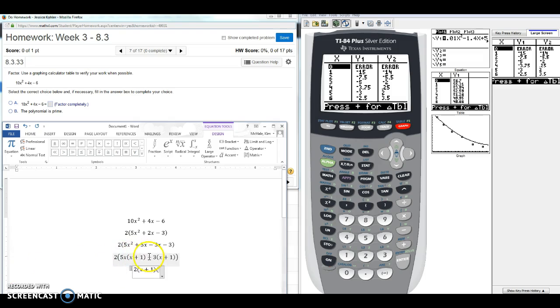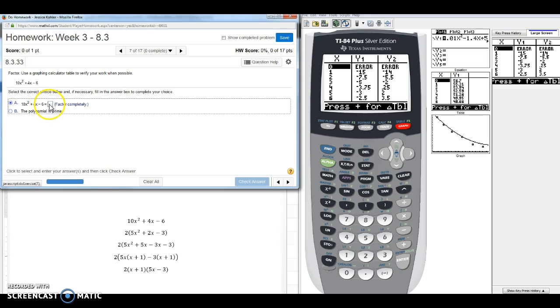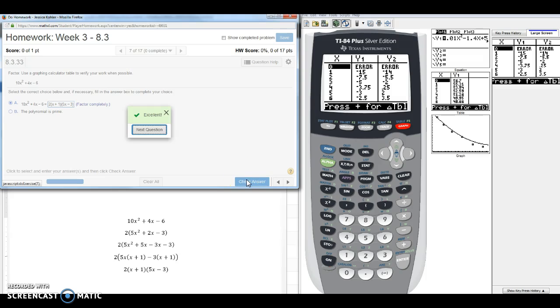In the first term, when I factor out an x plus 1, I'm going to be left with a 5x. And in the second term, when I factor out an x plus 1, I'm going to be left with a minus 3. And I have completely factored this polynomial. Let's go enter that and see how that looks. So I have a 2, I have an x plus 1, and I have a 5x minus 3. Check my answer. Looks great. I hope this helps you factor.